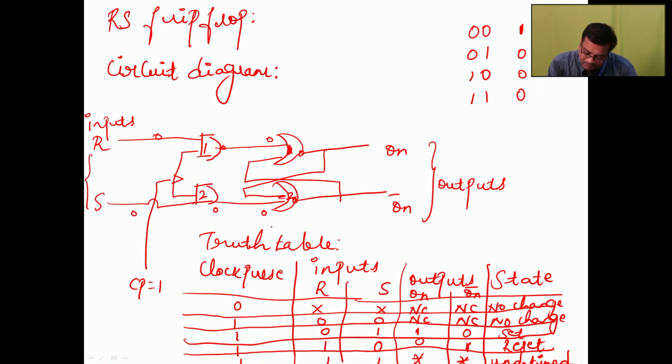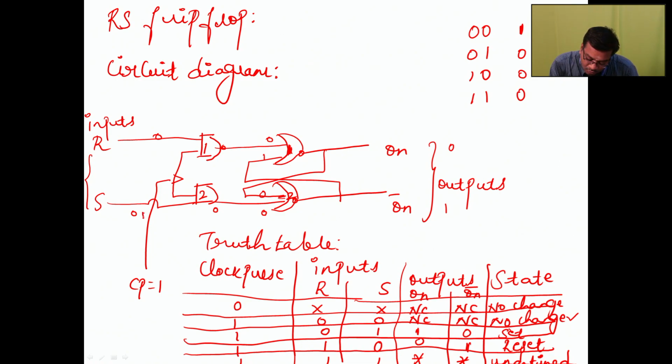So for 0 0, we can't predict what the output is here, so we are going to consider the previous output. Assume this is 0 and this is 1. This 0 will act as an input here and this 1 will act as an input here. So what is the output? Here the 0, and this is 1. So no change. We assumed 0 here, we got the output 0. We assumed 1 here, we got 1. So the no change condition is the output we get when we give the input 0 0.